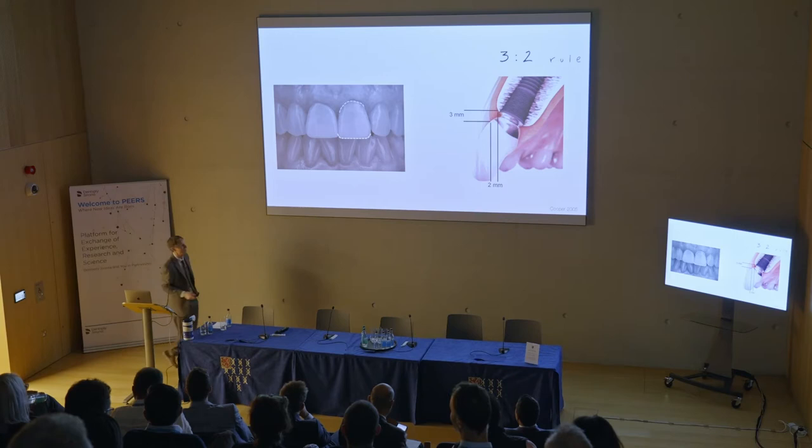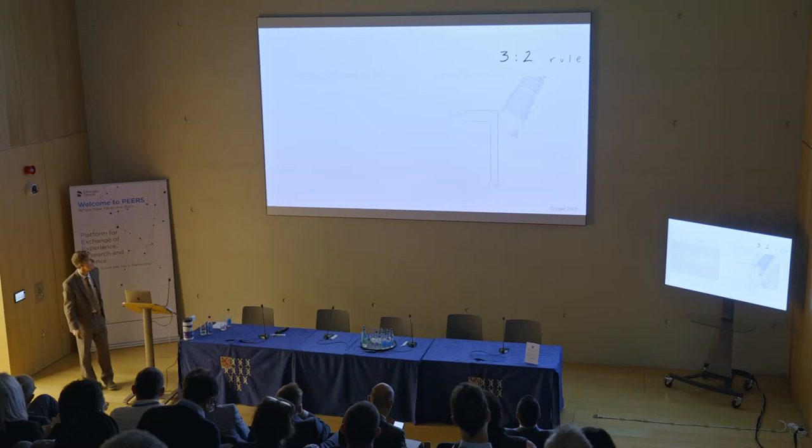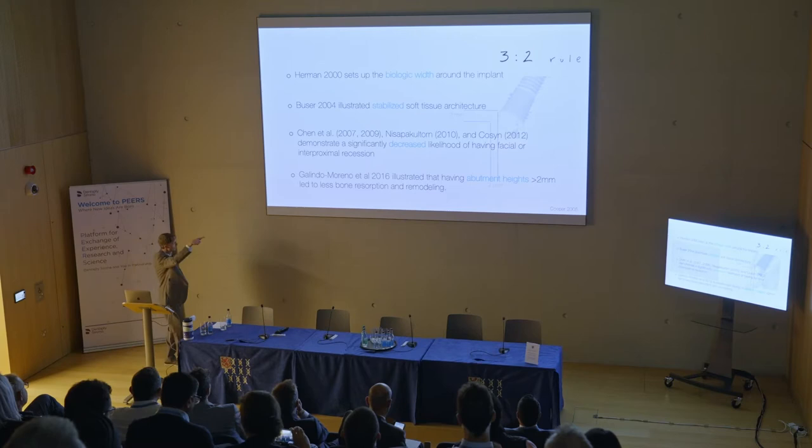Now, why? Because that's the bottom line, is I can tell you whatever, but there's got to be a rationale as to why we're doing these things, okay? When you look at the data, and again, I won't have time to go through all of this, but I think these are the most important papers right here. If you look at Chen, she's got two papers, and Nisipokal Torn's got one, Kossin's got one. But what they saw in these papers is they were looking for anything that caused interproximal or facial recession, okay? And the thing that consistently and significantly did was the implant placed too far facially.